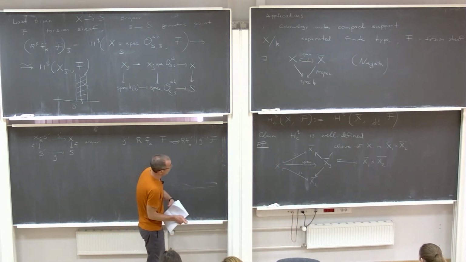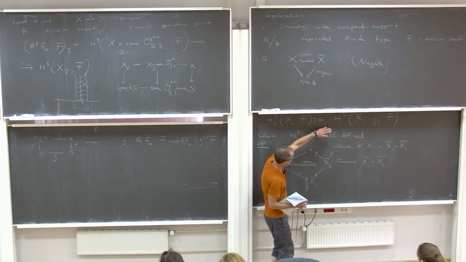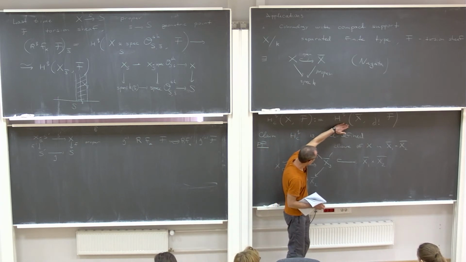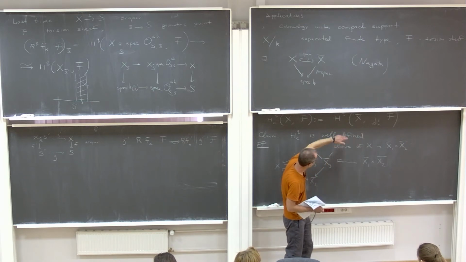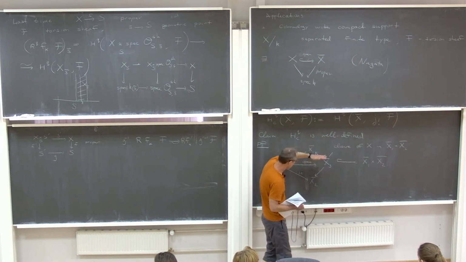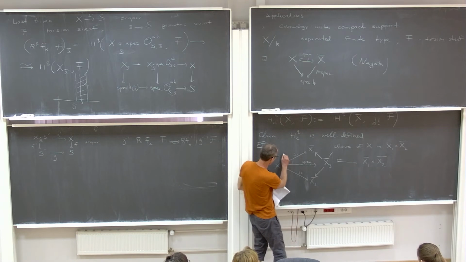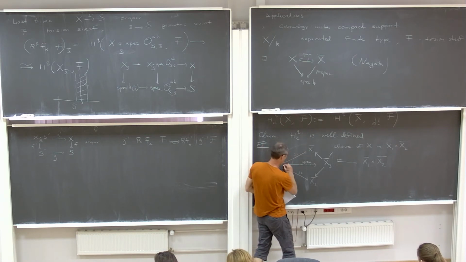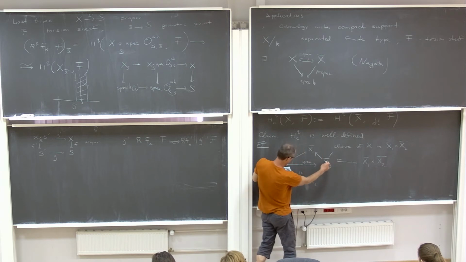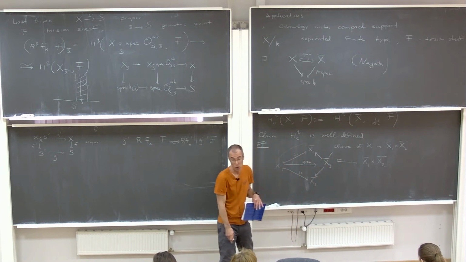So I want to show that these two groups for X bar 1 and X bar 2 are the same. And by transitivity, it suffices to construct an isomorphism for these two compactifications and for these two compactifications, right?